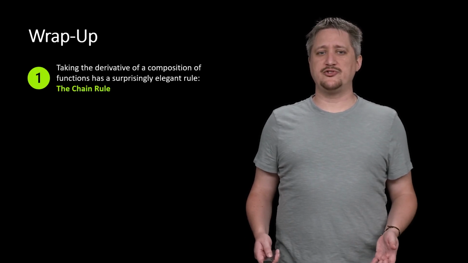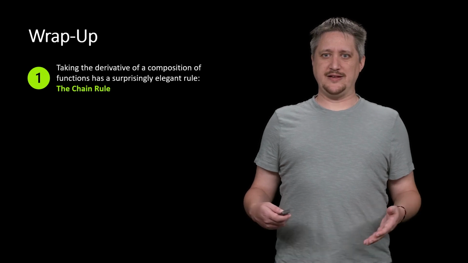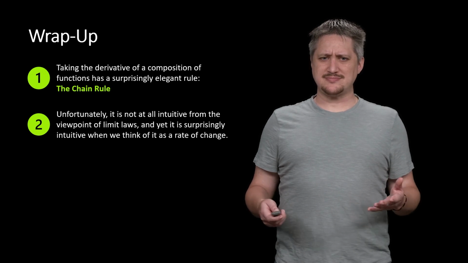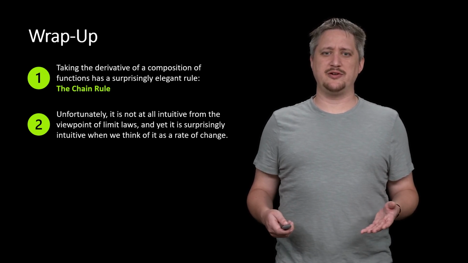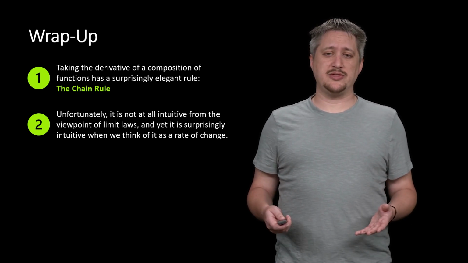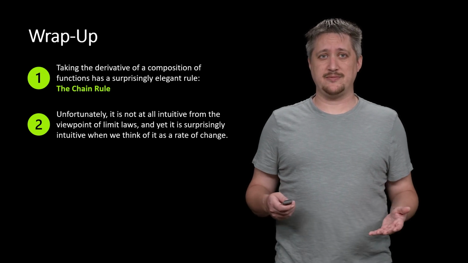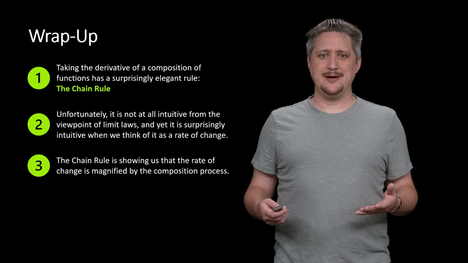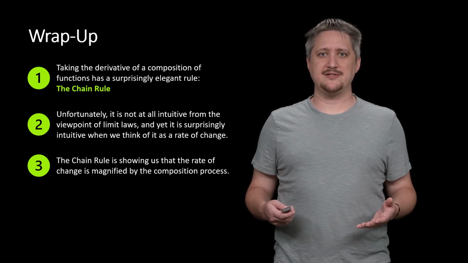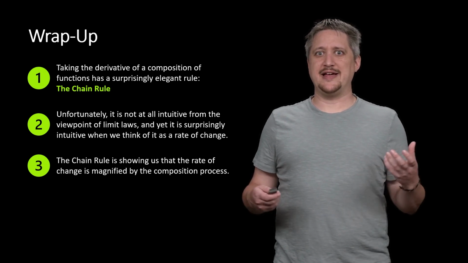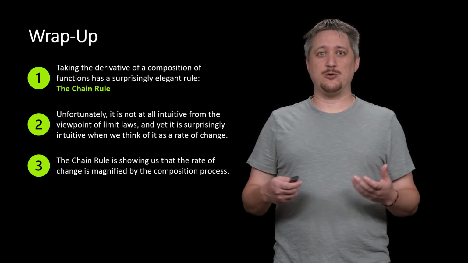So, what did we learn? Taking a derivative of a composition of functions turns out to have this surprisingly elegant rule, the chain rule. But, unfortunately, that chain rule is not all that intuitive from a viewpoint of limit laws. But, maybe surprisingly, it turns out to be really intuitive when we think of it as this rate of change bit. In particular, what the chain rule is showing us is that the rate of change is magnified by the composition process. So if we tweak the rate of change inside a function, then that outer function is just magnifying that whole process.